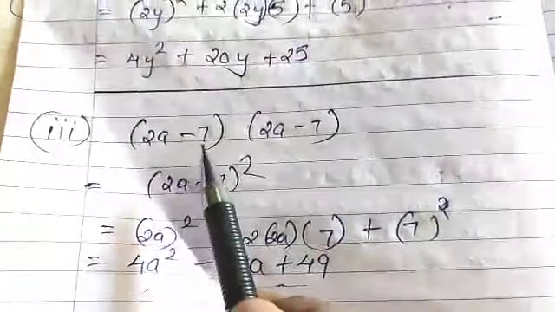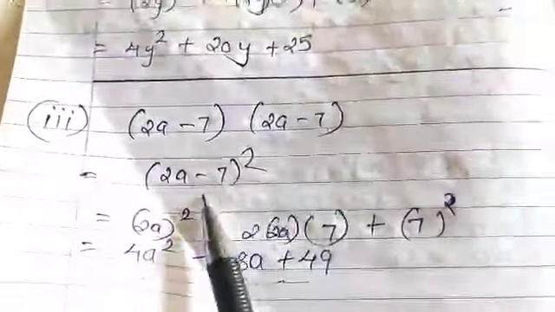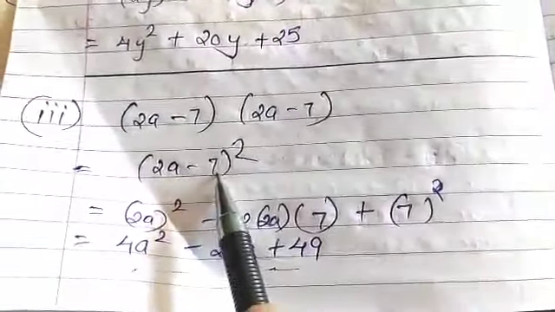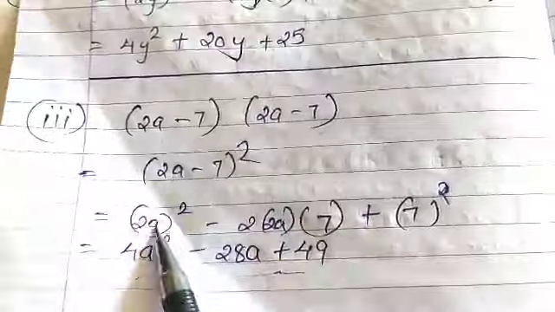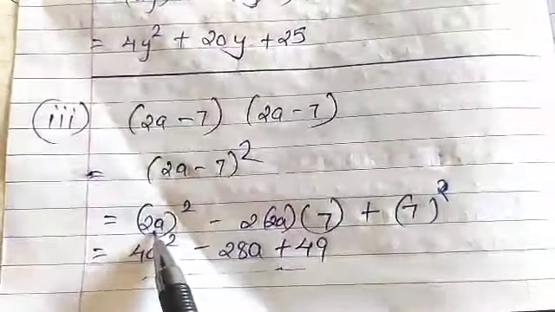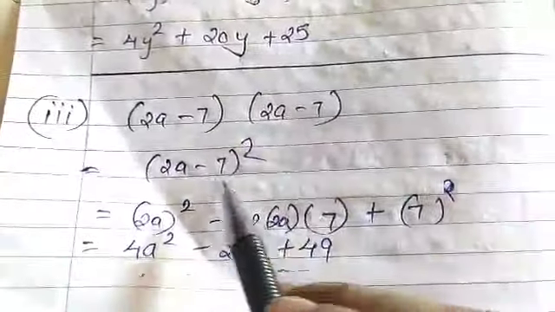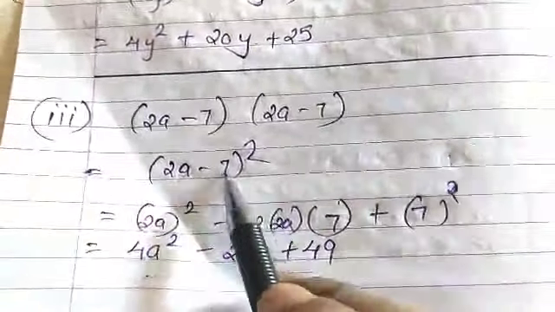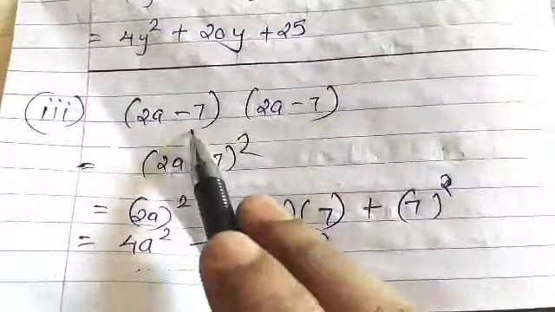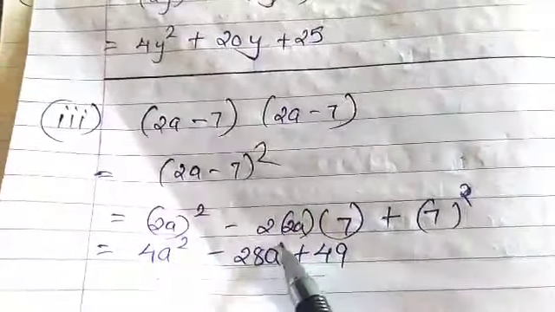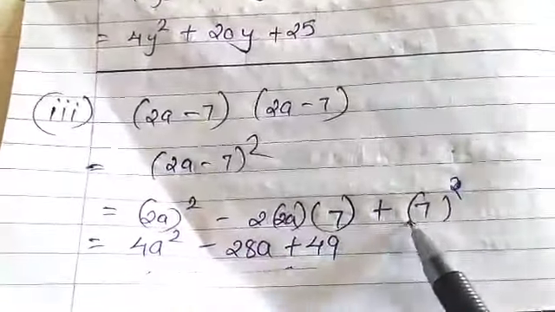Next is (2a - 7) into (2a - 7). Make a square of it, that is (2a - 7) the whole square. Consider this as a square minus 2ab. Here the value of a is 2a and value of b is 7. So here minus is there, so you have to put minus sign over here, that is 2ab plus b square.